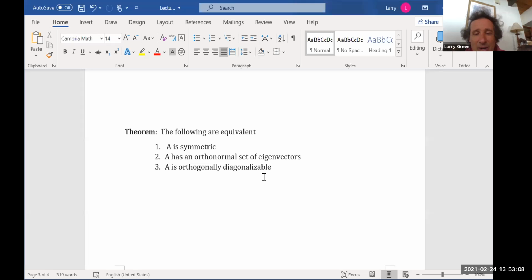So 2 and 3 are obviously together. The symmetric gives you 2 or 3. That's hard. Do you trust me on that? One that it's hard and the other that it's true, that it works, that it's actually a theorem. Okay, so any symmetric matrix is orthogonally diagonalizable. That's the main thing. Any questions on this theorem?